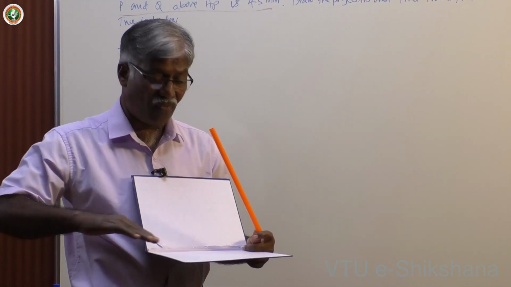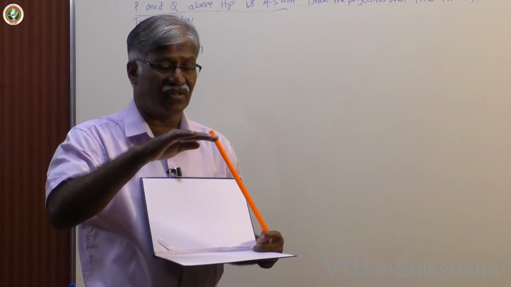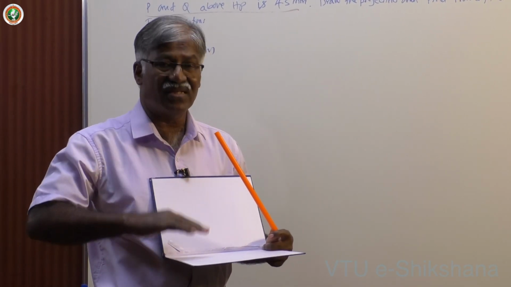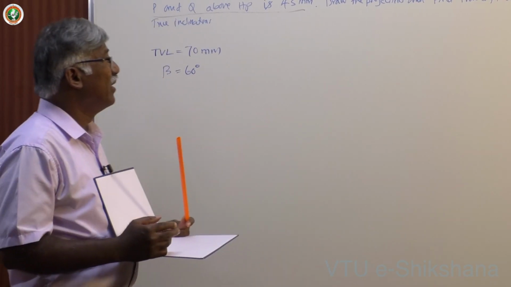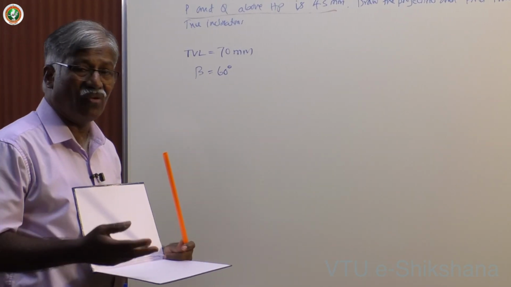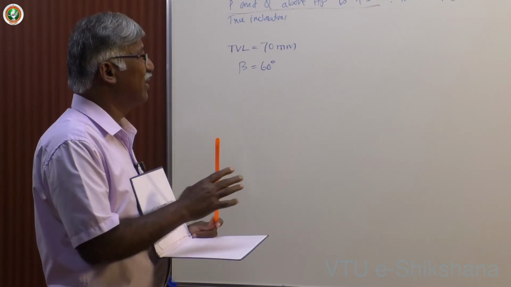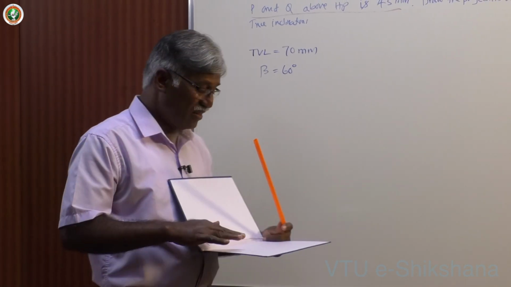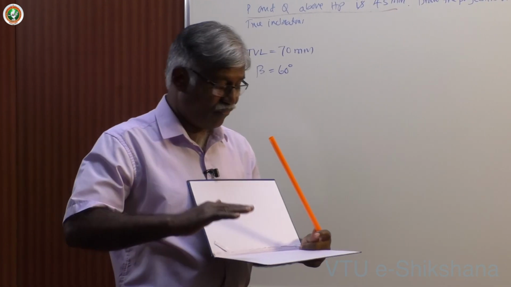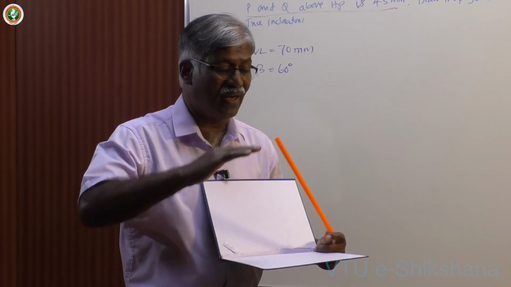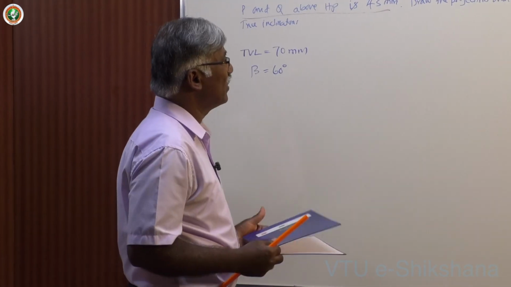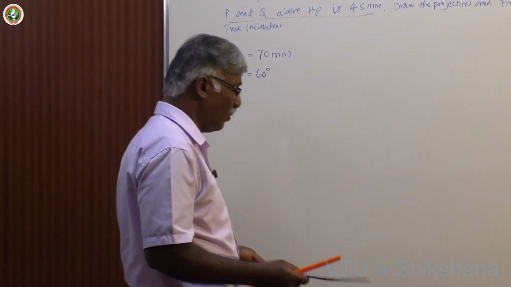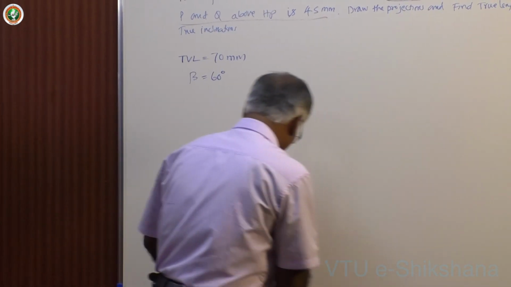The locus of P and locus of Q, this distance is 45 mm. That's what he means. Many times people take that as front view length, top view length, etc. But it is not the case. This is exactly the vertical height between the locus of P and the locus of Q. So this is the difference of distances of ends P and Q. Now let me work out the problem.